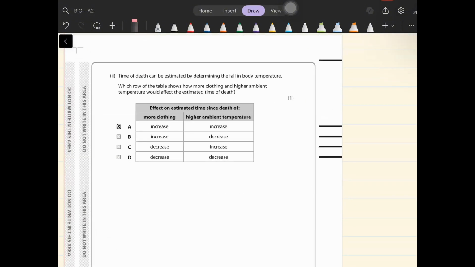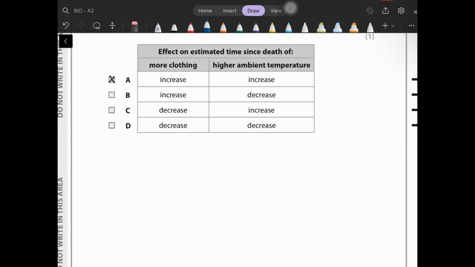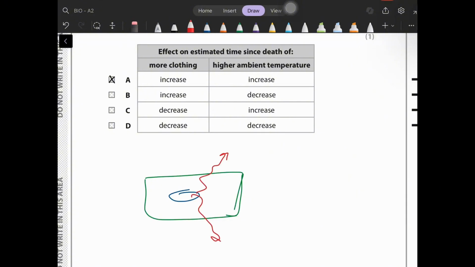The time of death can be estimated by determining the fall in body temperature. Which row of the table shows how more clothing and higher ambient temperature would affect the estimated time of death? Suppose this is the person, right? If the person is surrounded with more clothes, it would act as an insulator and would prevent the heat from the person getting to the surroundings. Ambient means the surrounding temperature. So if the surrounding temperature is greater, then heat from the person would diffuse to the surroundings less rapidly.